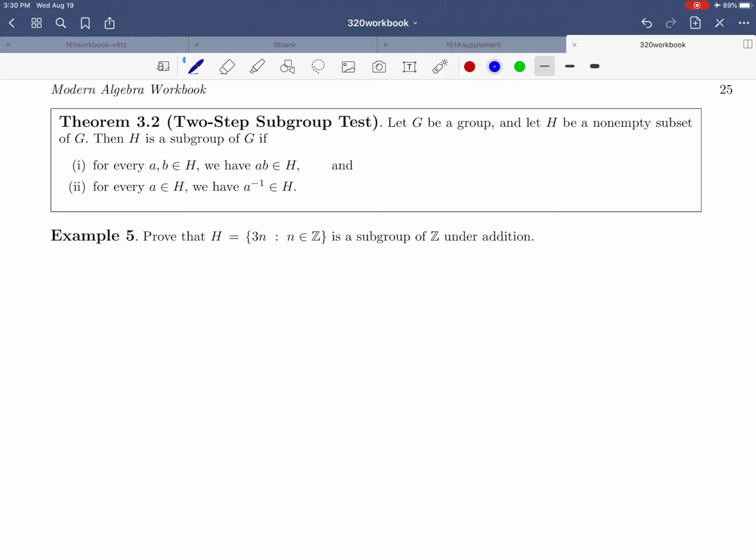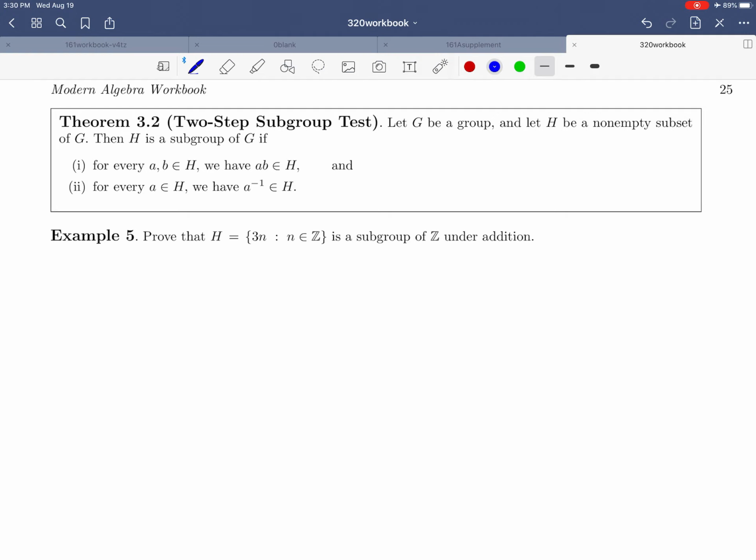So Theorem 3.1 was a one-step subgroup test, and the one-step subgroup test combined closure and inverses into one property that we had to show was true. Theorem 3.2 is a two-step subgroup test. It's very similar. It just divvies up inverses and closure. So let's read it together.